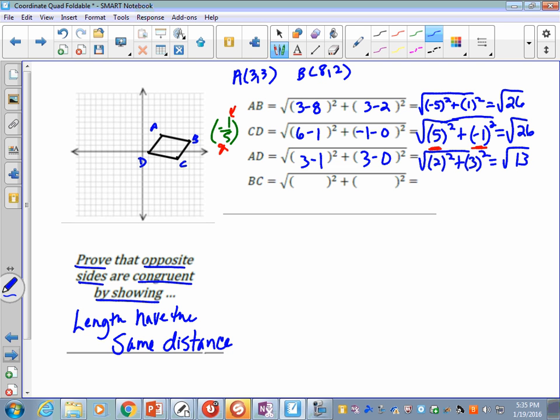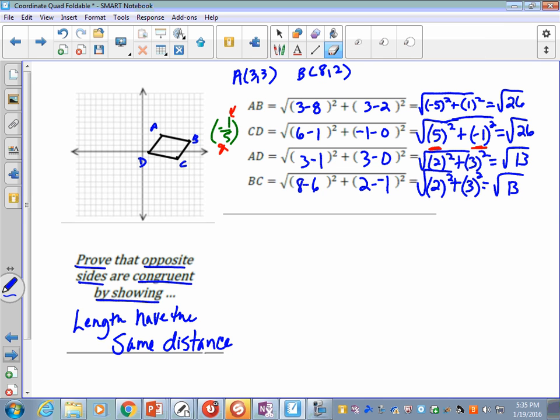And then we're going to do the same thing for BC. I'll just plug it in, but hopefully you see it's going to get simplified as the same thing. We're going to have 2 parentheses squared plus 3 parentheses squared, and it's going to come out to be square root of 13. That looks like a B, square root of 13. Alright, so let's just put these measurements on here. So our AB was the square root of 26, and DC was the square root of 26.